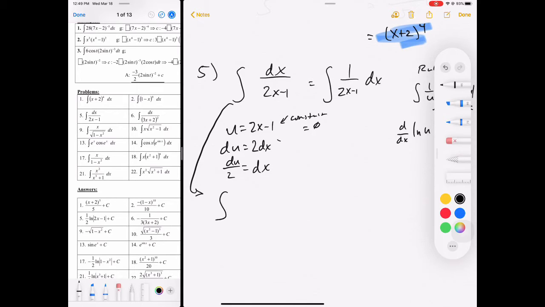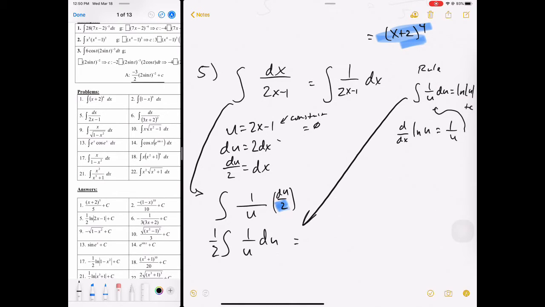The integral of 1 over 2x minus 1 is now 1 over u, and dx is now written as du over 2. Let's go ahead and take the 2 in the denominator out. So 1/2 integral of 1 over u du, which is back to our identity. It goes to 1/2 ln, natural log of u, plus c. And we know what our u value is, so please write that back in: 1/2 natural log, absolute value of 2x minus 1, plus c. And that's our answer.